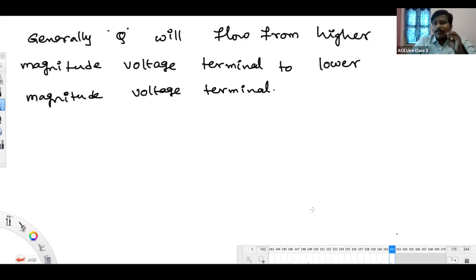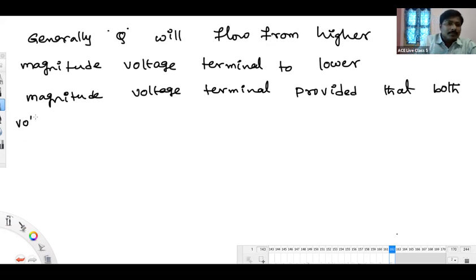I will add one more small comment here: provided that both voltages are taken on the same reference.